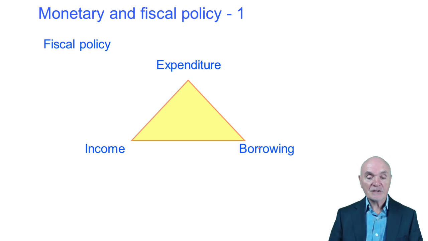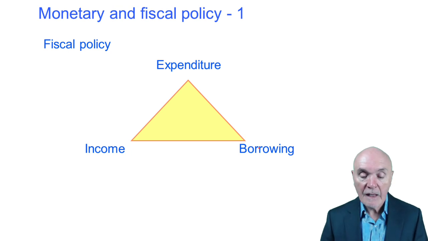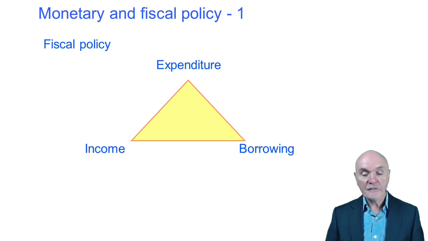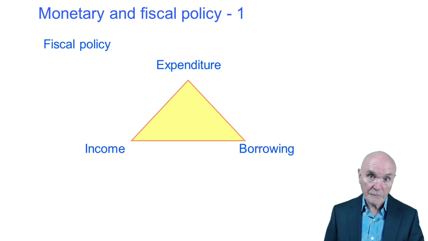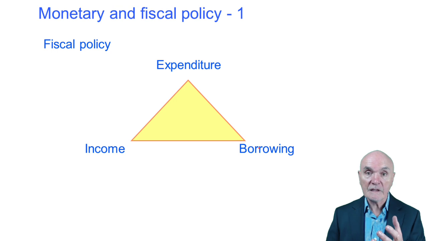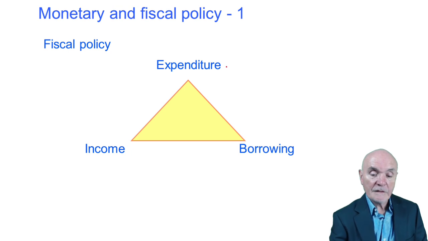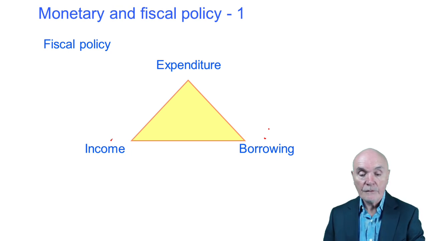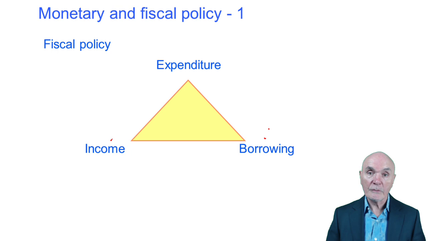How can the government try to control the economy? What levers does it have to pull and push there? And the first set of levers is known as fiscal policy. And here the government looks at government expenditure, government income, and government borrowing. If the government is going to spend money, it has to raise the money either from tax or from borrowing. What the government can do, if it wanted to stimulate the economy, is to borrow much more and spend it.